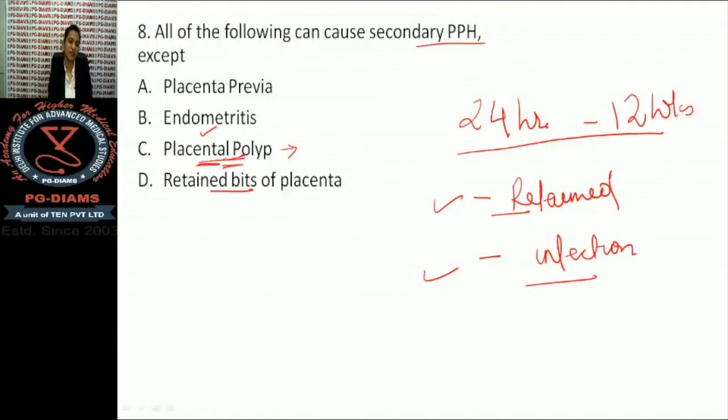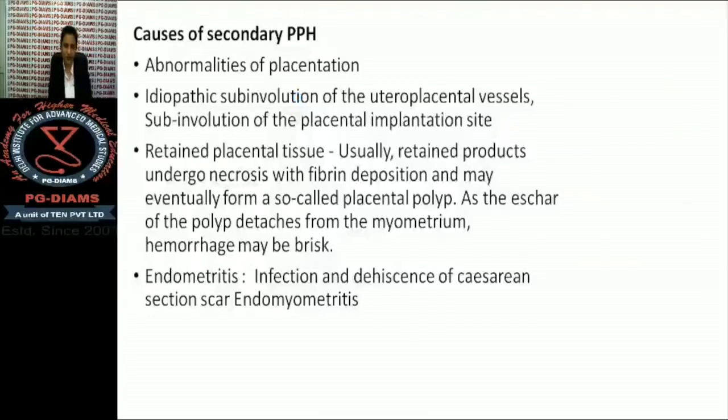Retained bits of placenta. So these three definitely cause secondary PPH, while placenta previa rather causes antepartum hemorrhage and primary PPH. It is not an important cause of secondary PPH. The causes of secondary PPH which have been mentioned in books are abnormalities of placentation, that is placenta accreta, increta or adherent placentas. Idiopathic subinvolution, the uterus is not involuted properly, you can have trickling of blood.